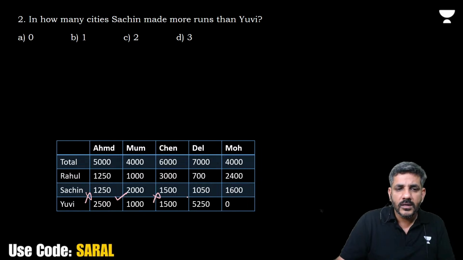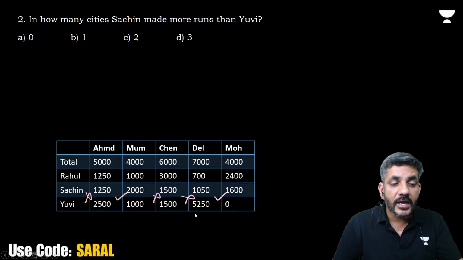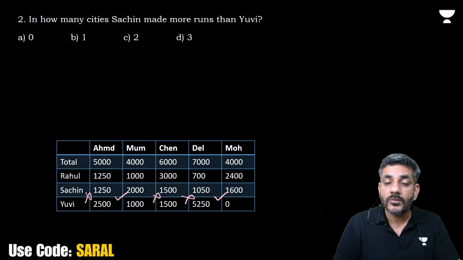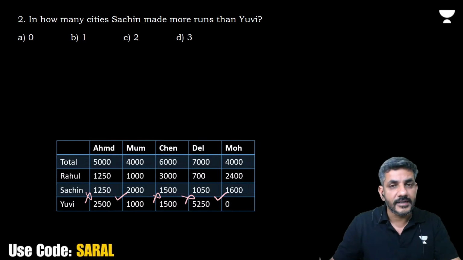They are equal. No, they are smaller. And Sachin again made more than UV. So there are two places, Mumbai and Mohali, where Sachin made more than UV. So my answer was correct as option C. Shivam, Latasha, Tushar all gave the right answer.